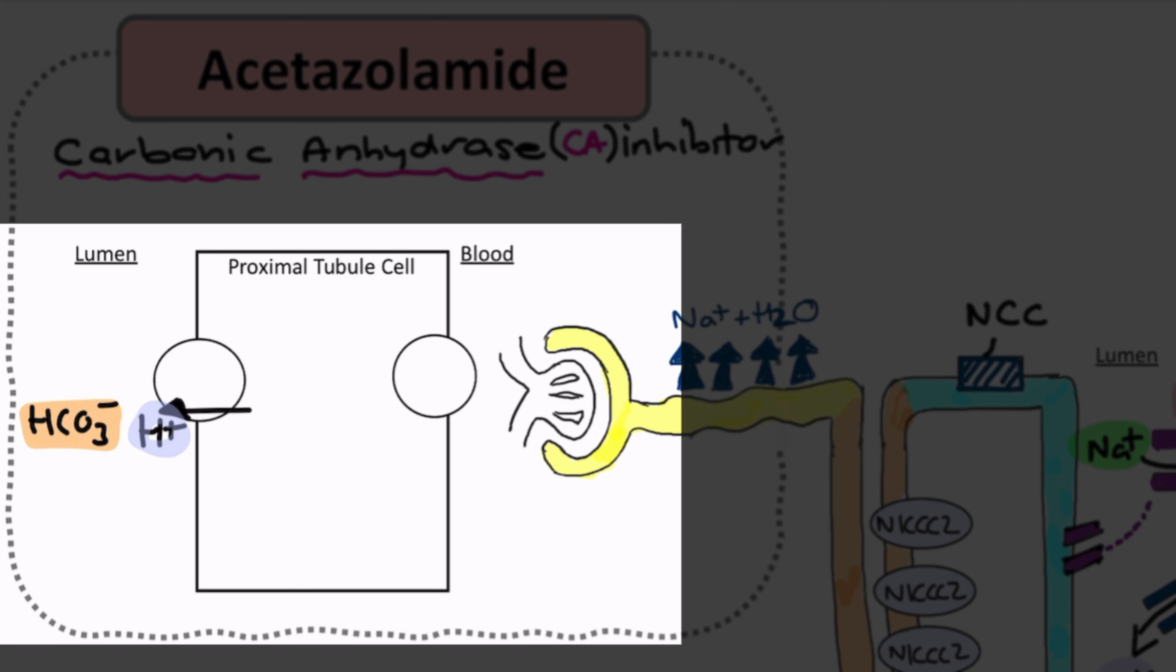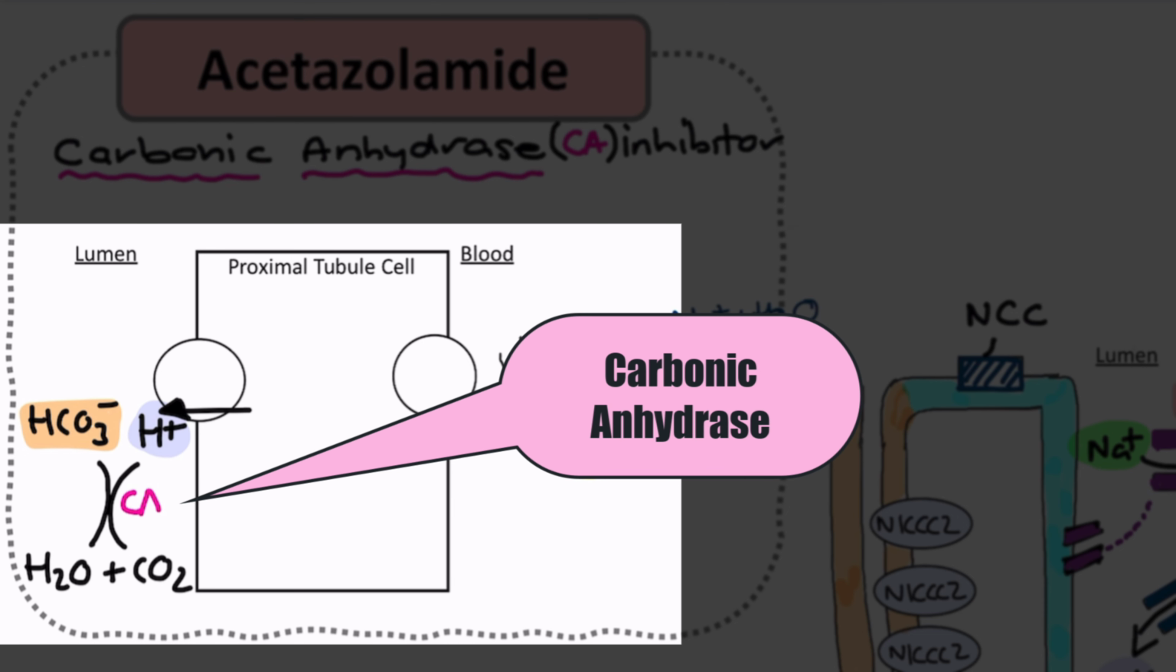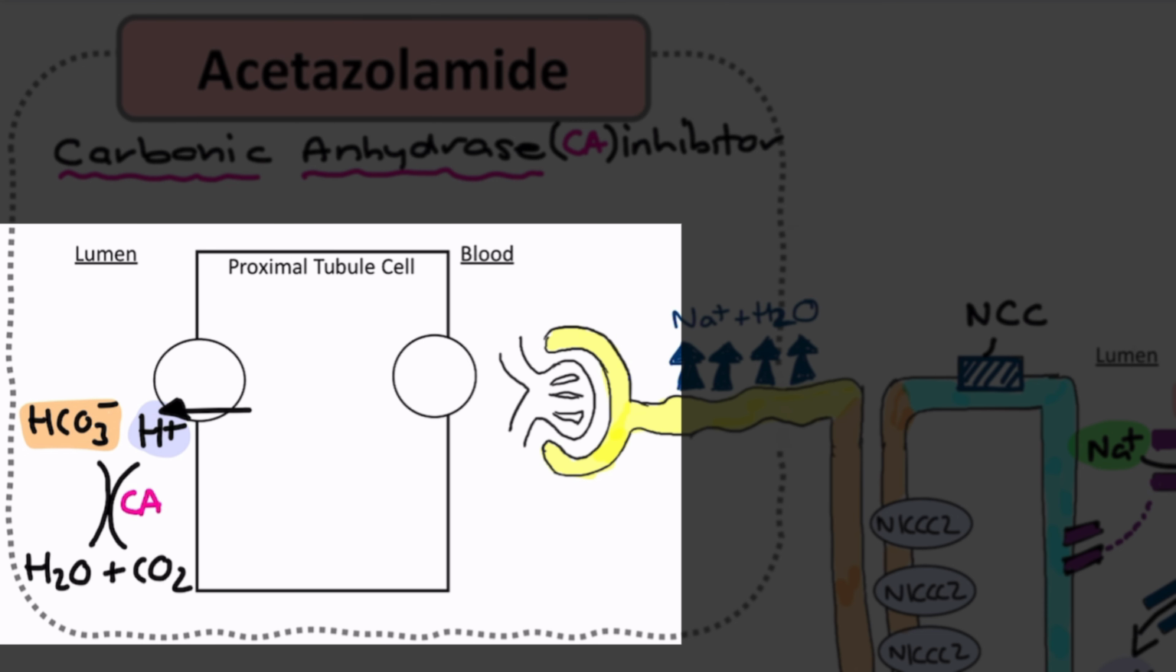So hydrogen ions are pumped into the tubular lumen in order to bind with bicarbonate. When these come together, they make H2CO3, which then is converted into water and carbon dioxide by an enzyme called carbonic anhydrase. You see where I'm going with this? And even though bicarbonate couldn't come across, carbon dioxide and water can very easily come across into this cell.